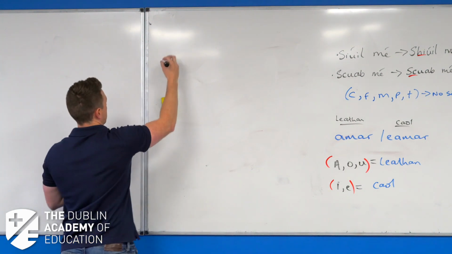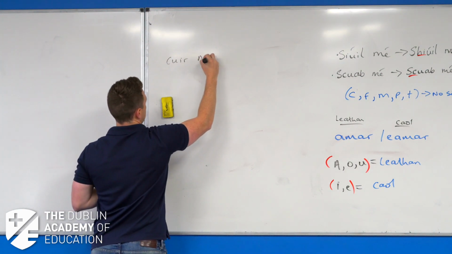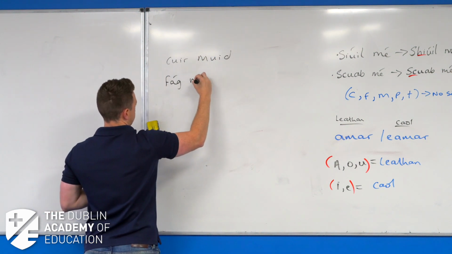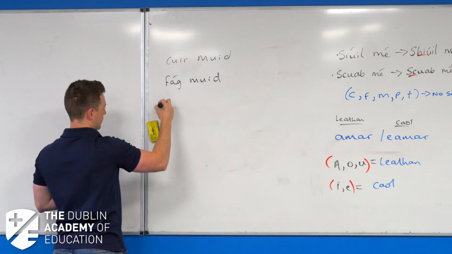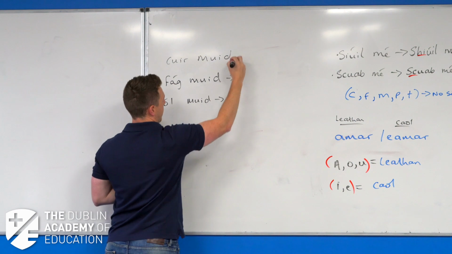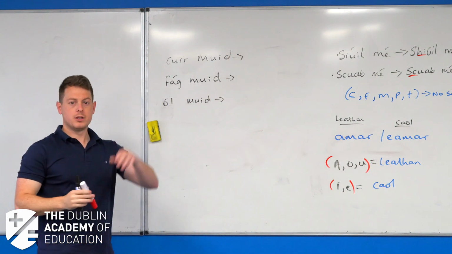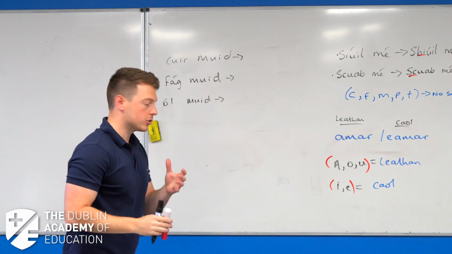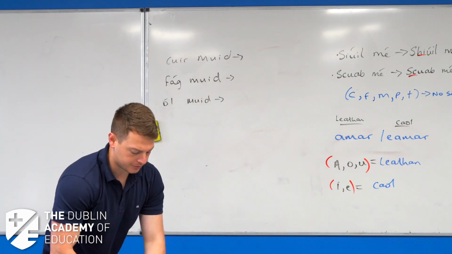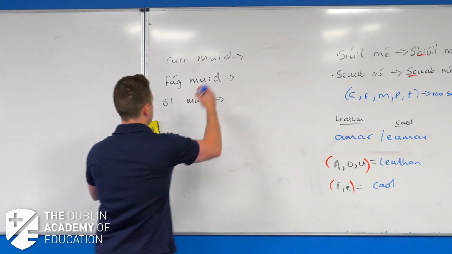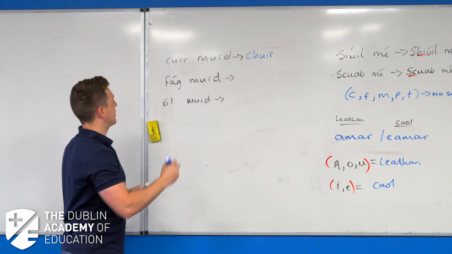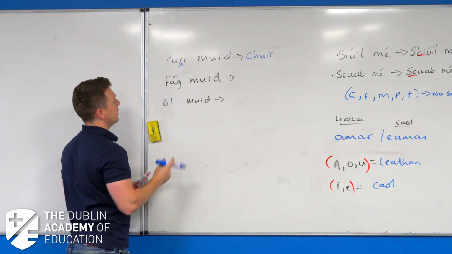We're going to do cur mwid. We're going to do fog mwid. And we're going to do ol mwid. So your train of thought should be: 1, put it into the past tense. 2, who's talking. It's mwid for all of them. So now we need an ending. Alright? So the first thing we do is put this in the past tense. C-H-U-I-R. Cur mwid. The last vowel in the verb.